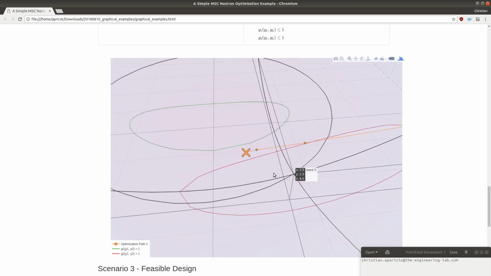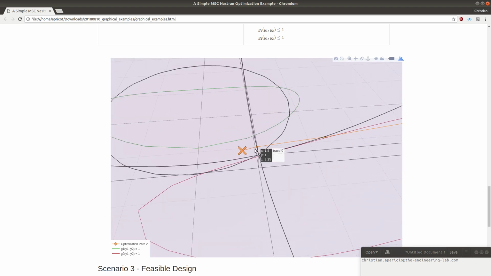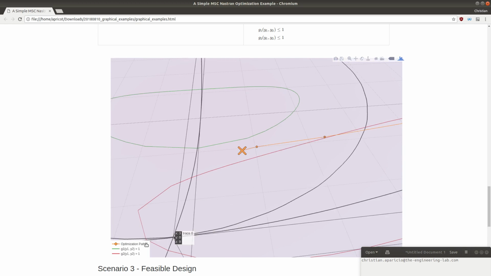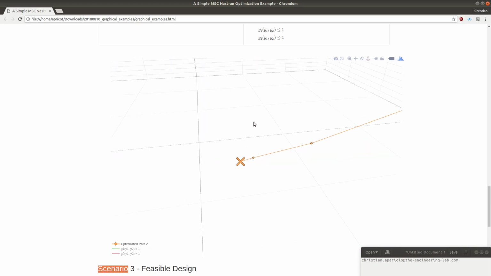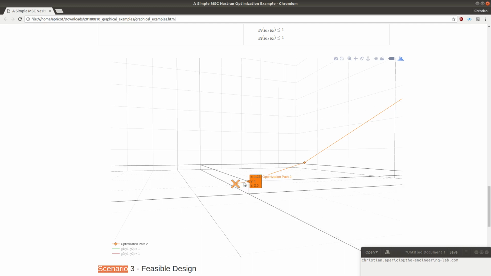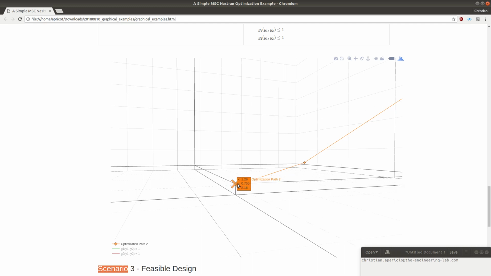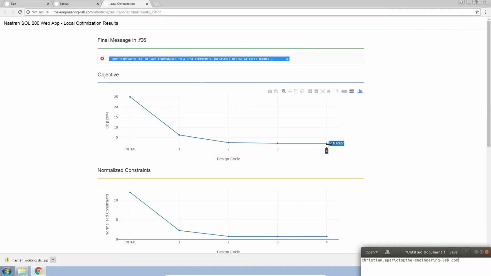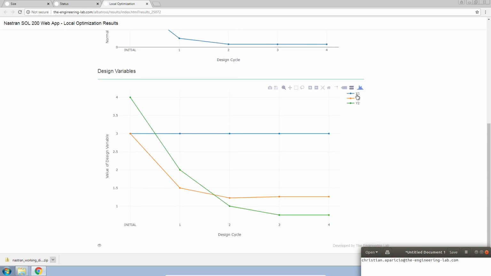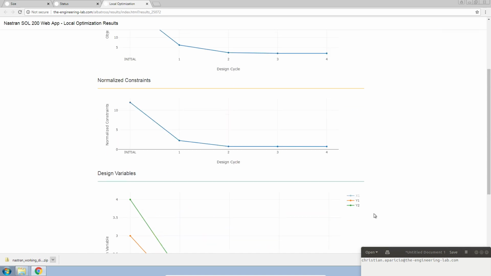At this point, the optimizer has discovered that it cannot satisfy both constraints. It ultimately lands at a value of 1.26, 0.755, objective value 2.16. So here, the objective is 2.16. The design variables for y1 and y2 are 1.26 and 0.755 respectively. So here we can confirm this is what happened.